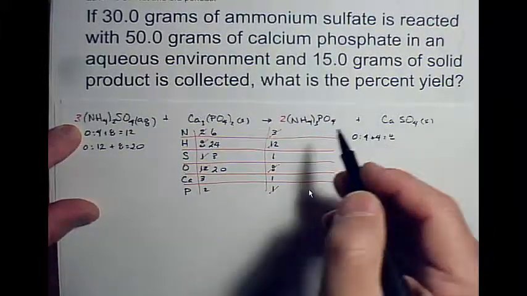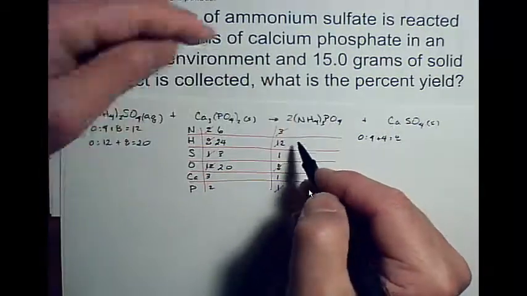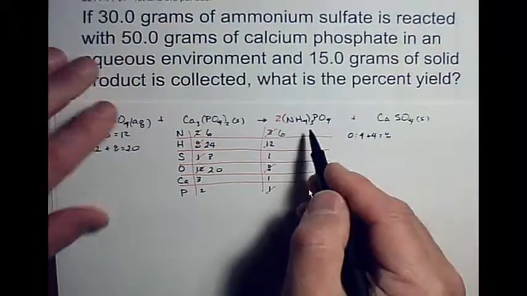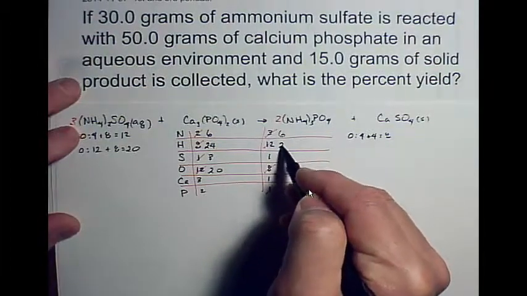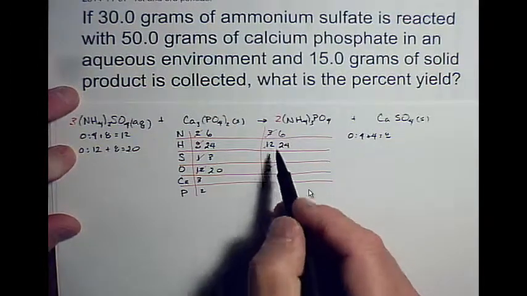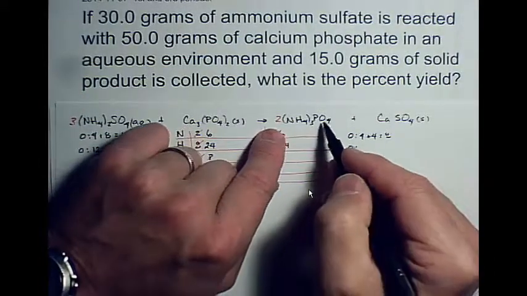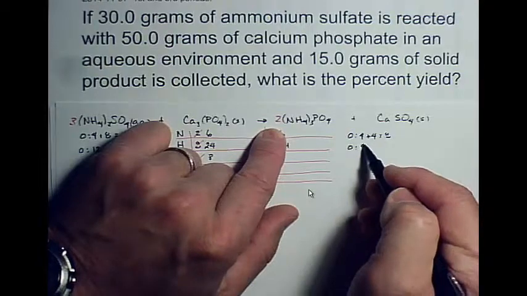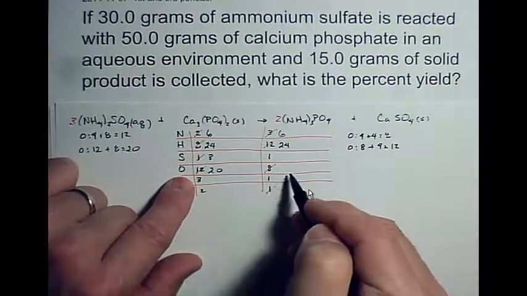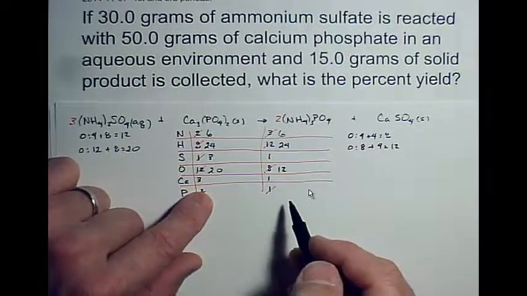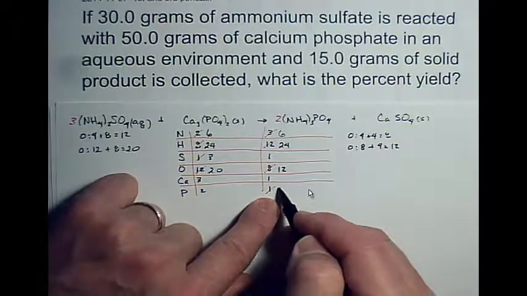All right, go to the right over here. I've got 1 nitrogen in the formula, times 3 is 3, times 2 is 6. 4 hydrogens, times 3 is 12, times 2 is 24. And let's see, oxygens. I've got 4 here, times that 2 is 8, plus the 4, that's 12. Okay, and I can't forget to recount the phosphoruses. I've got 2 of those.